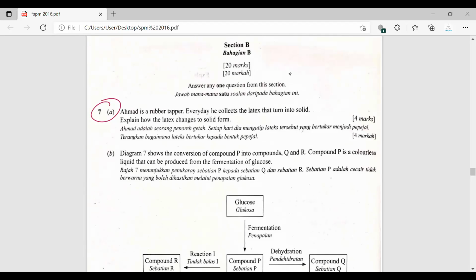Ahmad is a rubber tapper. He collects latex and it turns to solid. How does the latex turn to solid? Just write in simple point form. Teacher gives you 2 minutes, point form. Then I'll tell you how you can get the marks.